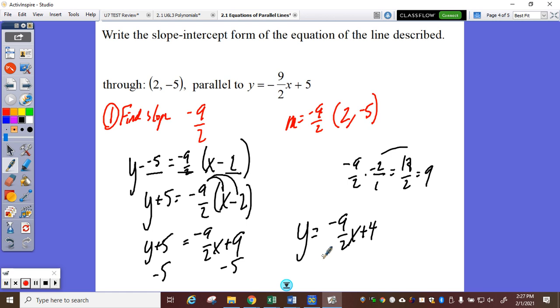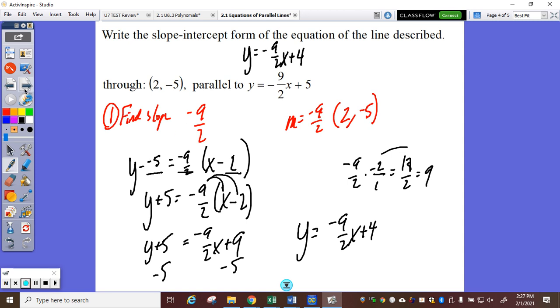And so again, after we're done, if we look at these two equations, we see we have parallel lines. I have the same slope, different y-intercepts.